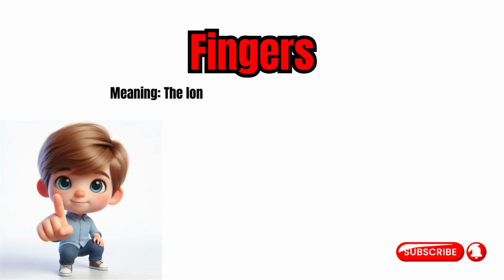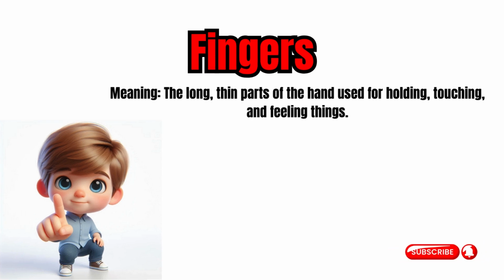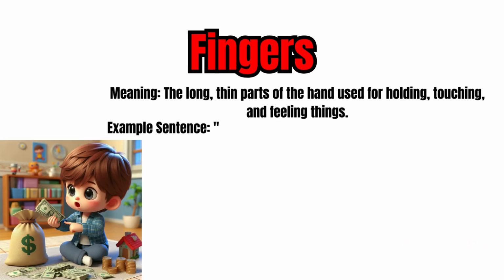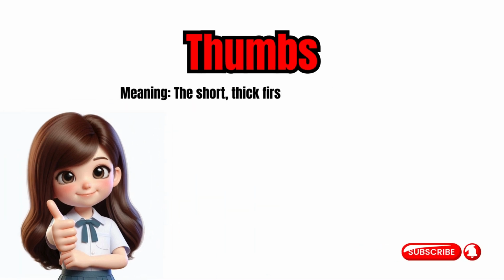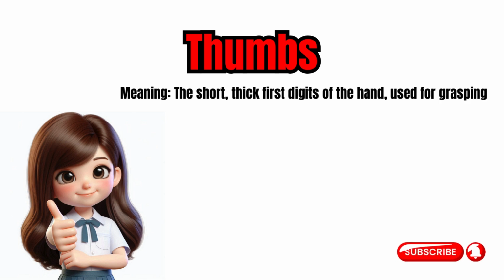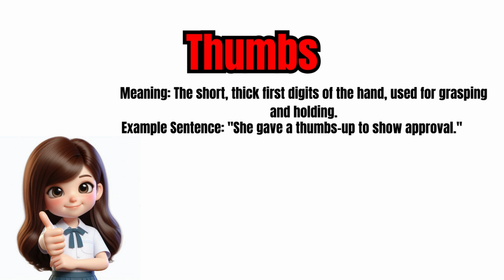Fingers, meaning the long, thin parts of the hand used for holding, touching, and feeling things. Example sentence: he counted the money with his fingers. Thumbs, meaning the short, thick first digits of the hand used for grasping and holding. Example sentence: she gave a thumbs up to show approval.